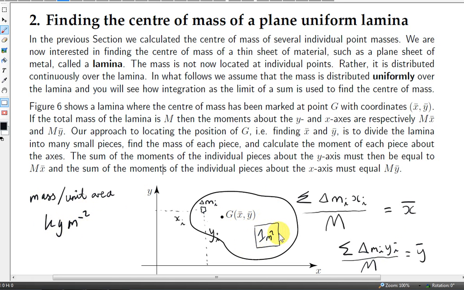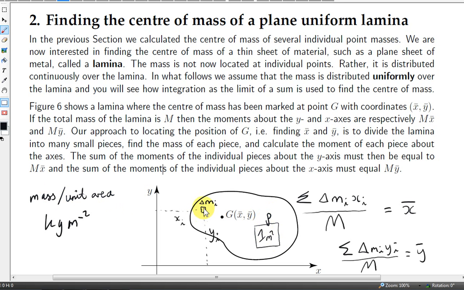Imagine that we have 1 square meter marked out here. Its mass will be denoted by rho. So rho is not a density in the usual sense of the word. Density is mass per unit volume. We will be using rho in our calculations.